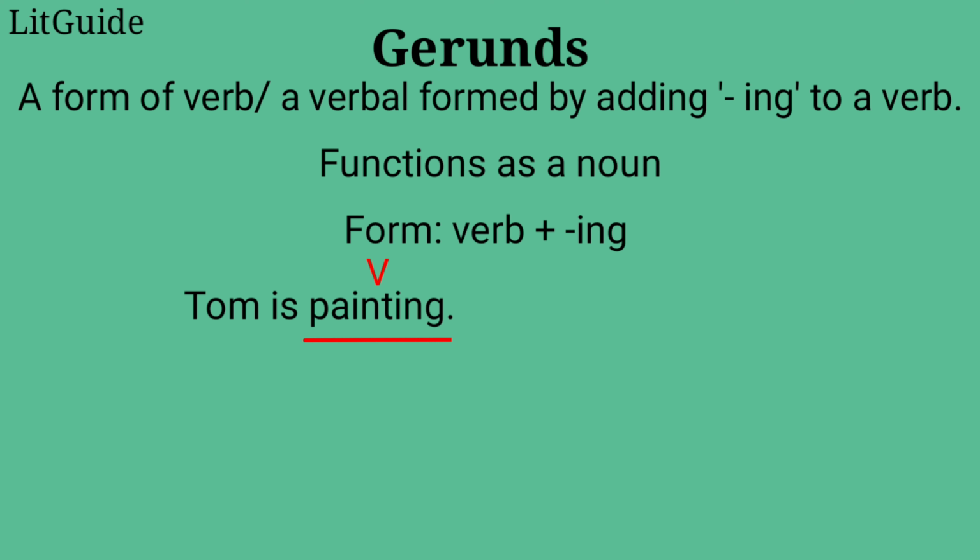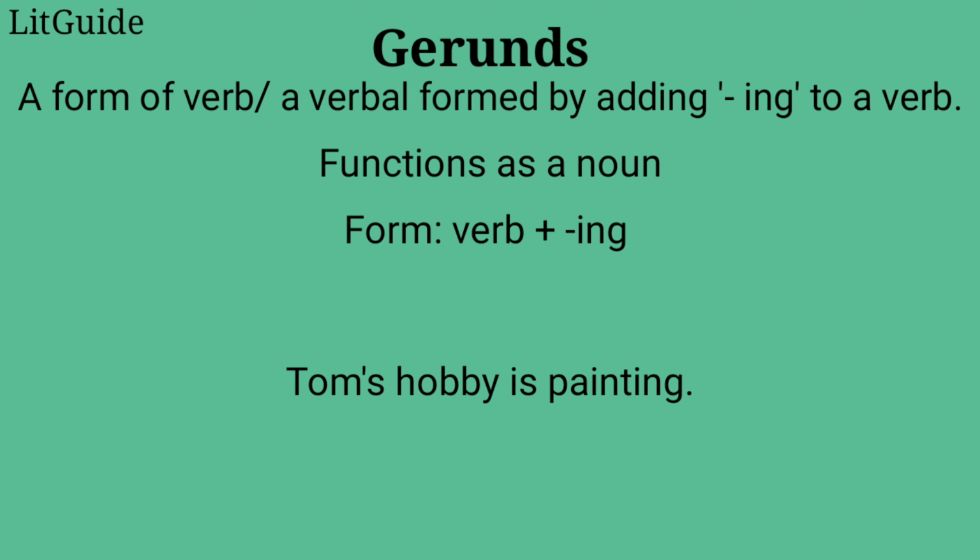Now, let us modify this sentence slightly. Tom's hobby is painting. In this sentence, the word painting is not an action. It is used to name Tom's hobby. And we all know that naming words are nouns. Here, the word painting acts as a noun. It answers the question, what is Tom's hobby? Here, we are simply naming the action that Tom likes to do and not doing the action itself. So, in the sentence, Tom's hobby is painting, the word painting, even though derived from a verb, functions as a noun. Also, it is in the ing form, and hence, it is a gerund.